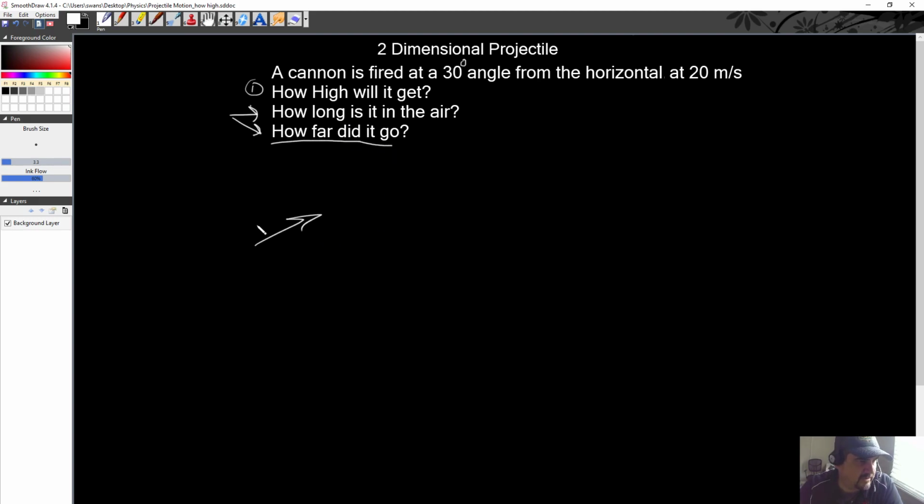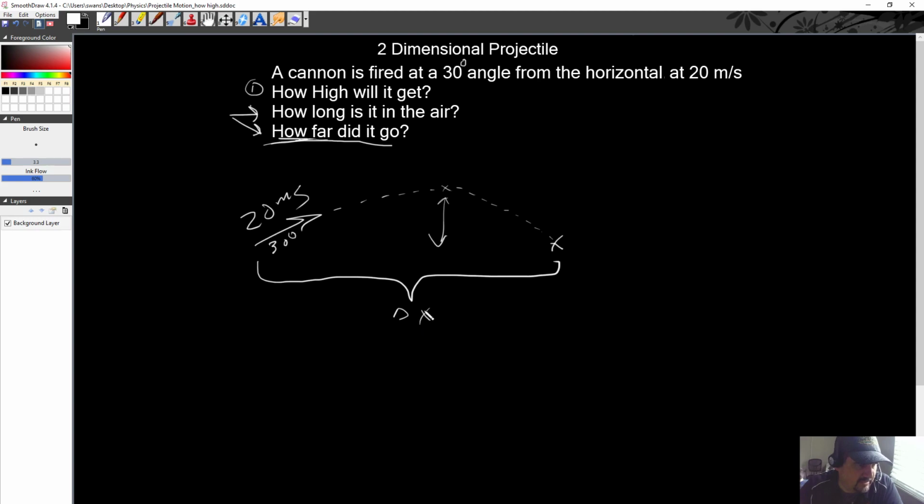So remember, this thing is shot here at 20 meters per second at a 30-degree angle, and it's going to go like this, and it's going to go a certain height, right? We already figured that out, like this height right here. We figured that out already on the last video. And then it's going to land right here. And the last question, this third one right here, how far is it going to go? It wants to know this delta x, like this change in position, how far does it go?